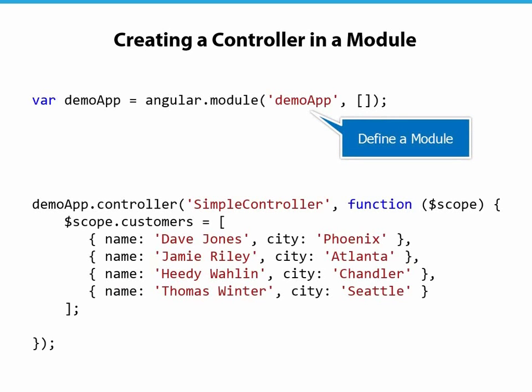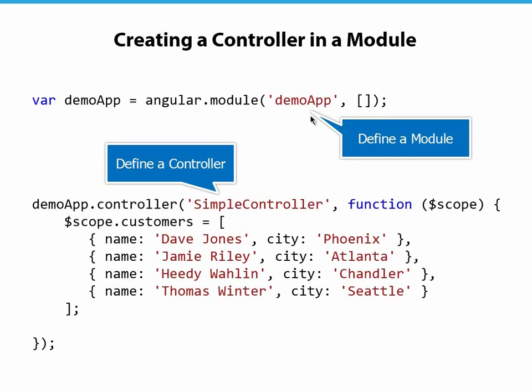Now, what we're going to do with that module, though, is we're going to use it to define a controller. And we're going to call this, as it shows, simple controller. And notice that I just have an anonymous function here nested inside. So the second parameter here is, okay, so what is the controller object? Well, a function, of course, is an object in JavaScript. So we're going to inject in the scope, and then from there, I do the same exact thing we did before.